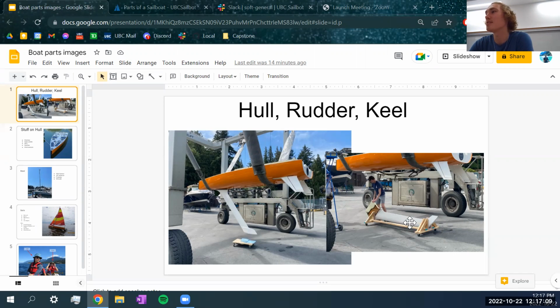And here you can see there's another picture where the keel's taken out. So it has this little cart that it can roll around on. And yeah, it's pretty big. There's David for scale. And then it fits into, I don't know if you can really see it, but there's a slot in the bottom of the boat and it fits in there.